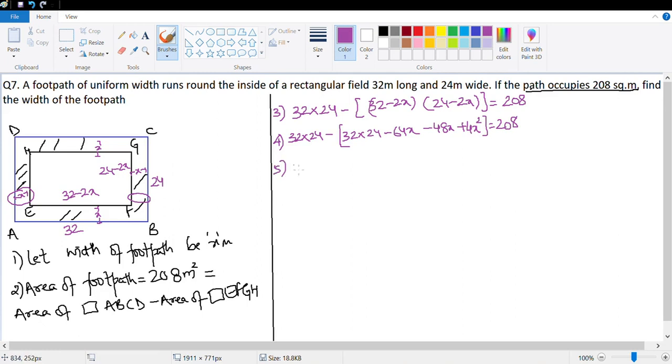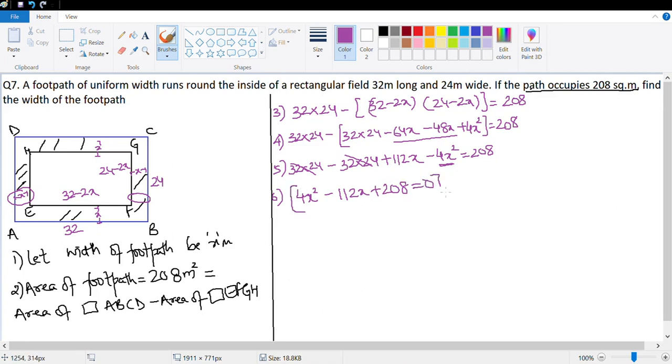Let's open this bracket. Now we have 32 multiplied with 24 minus 32 multiplied with 24. This is 112 with a negative sign. When I open the bracket, it becomes plus 112x, and this is positive, which means this becomes negative 4x square is equal to 208. This and this gets cancelled. So what we have, if I prefer to keep x square always positive, so let's take both these elements on this side. So this is 4x square minus 112x plus 208 is equal to 0.